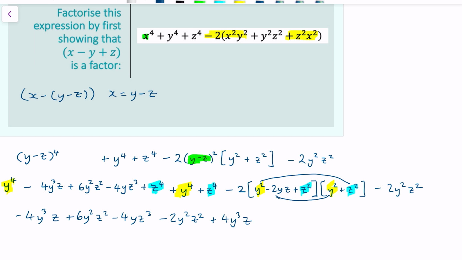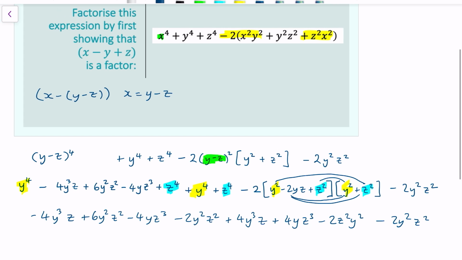We haven't expanded this term, minus 2yz cubed with another minus 2, 4yz cubed. And then the last term we haven't considered is the z squared, y squared term. So minus 2 z squared, y squared. And then minus 2 y squared, z squared.